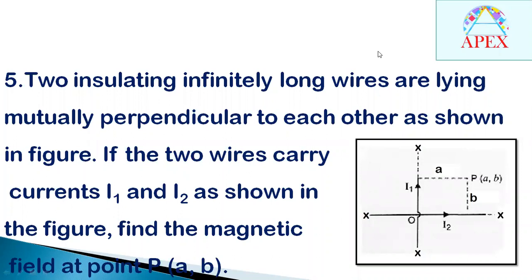Question. Two insulating infinitely long wires are lying mutually perpendicular to each other as shown in the figure. Okay, two wires were taken which are perpendicular to each other. If the two wires carry currents I1 and I2 as shown in the figure, find the magnetic field at point P. Some coordinate point A comma B is given. Okay. So I will just draw here the same diagram. In the question, it was considered that this is one wire and this is another wire. Of course, both are not in contact here. Just both are perpendicular to each other.